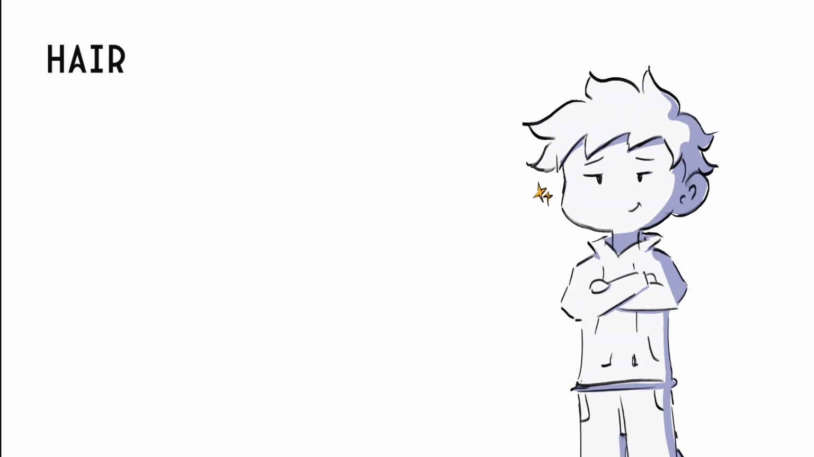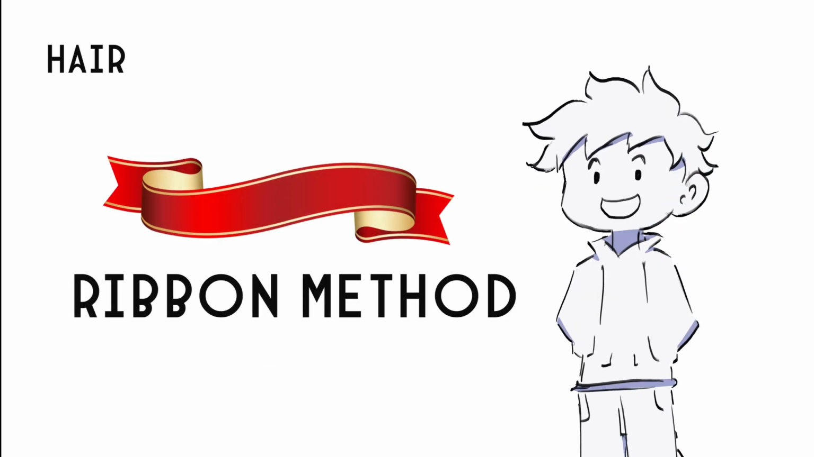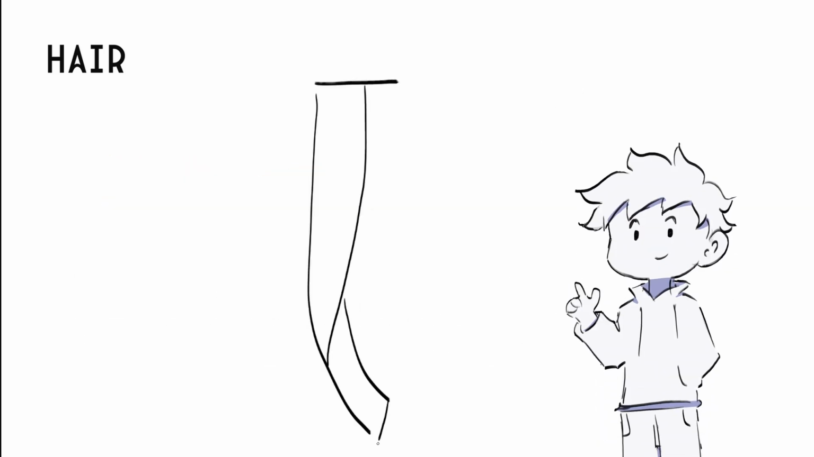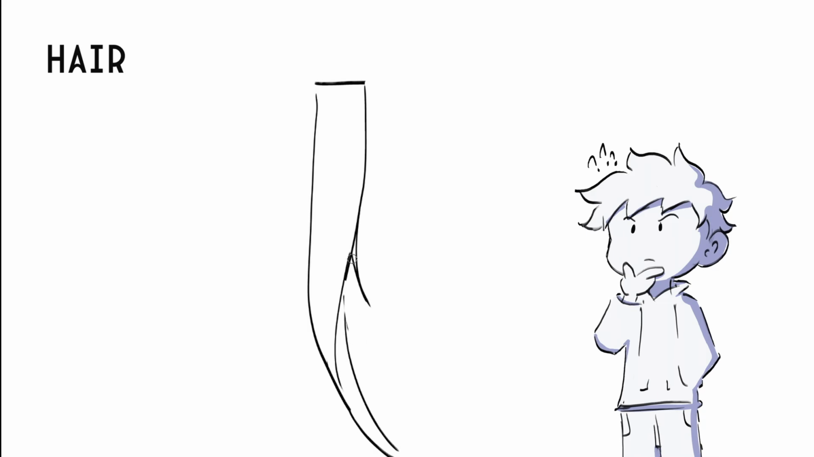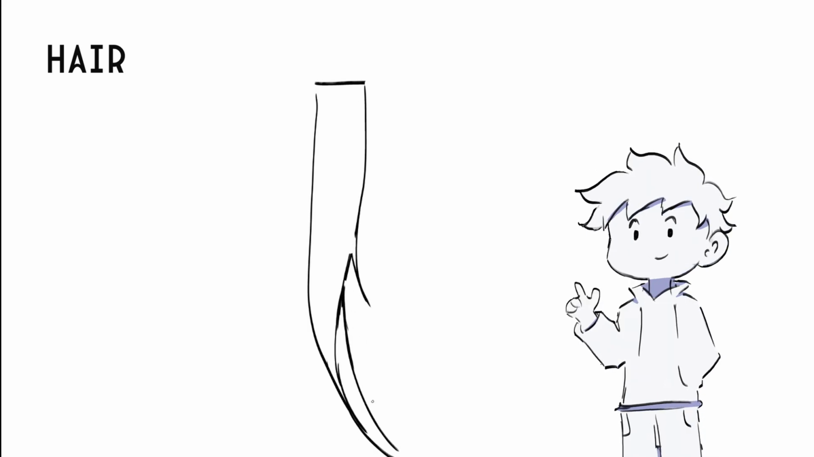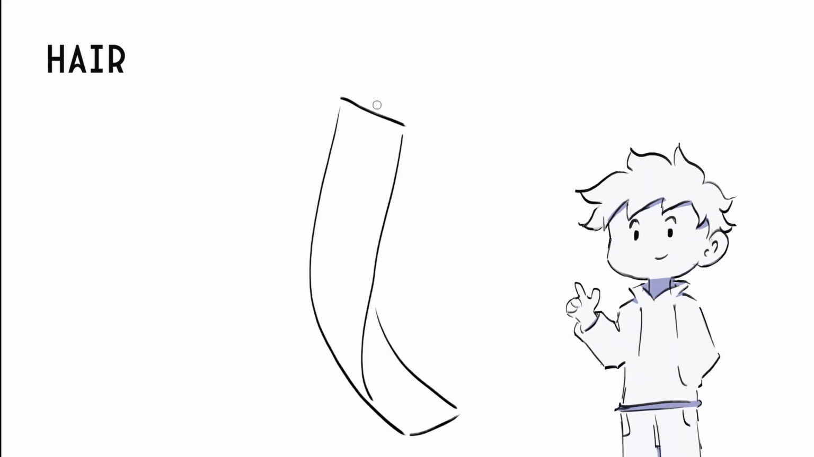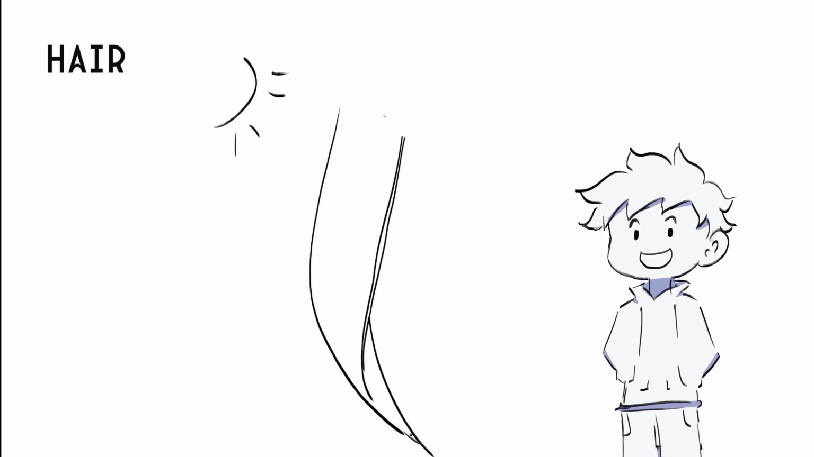There is a simple trick that I use to make creating hair easier, and that is the ribbon method. The ribbon method is basically when you think of hair as ribbons when drawing it. This is also very helpful because by simplifying its shapes, you can know where to put the shadows and lighter parts of the hair, the highlights, etc.